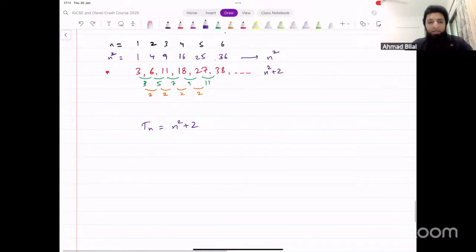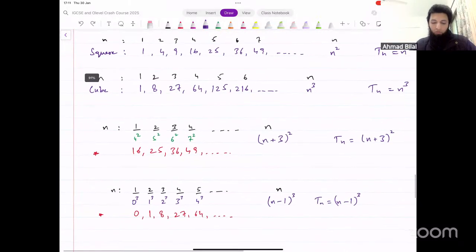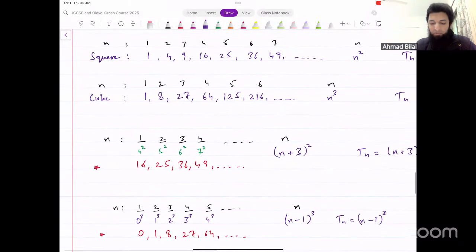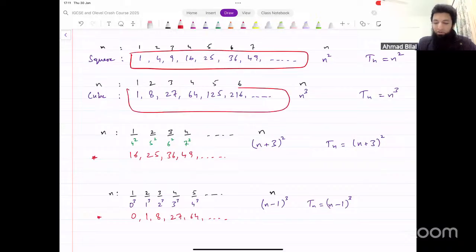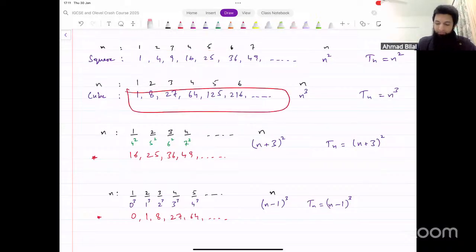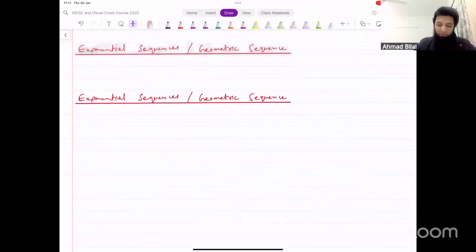Okay, so that's what happens when you have a quadratic sequence or a cubic sequence. A lot of times those sequences are just going to be connected to the square sequence or the cube sequence. Okay, all right, now the last one, that's an exponential sequence.